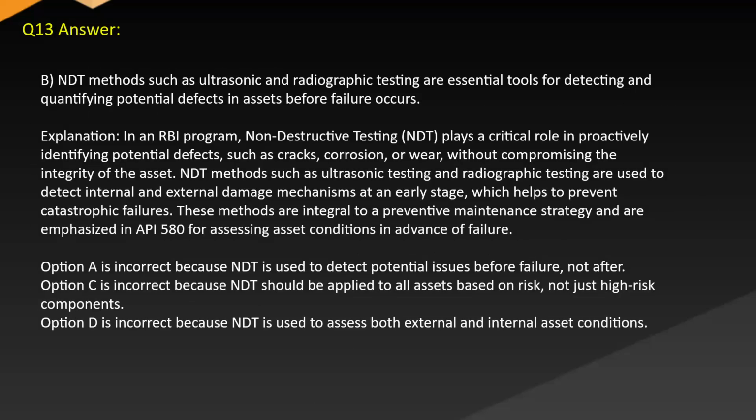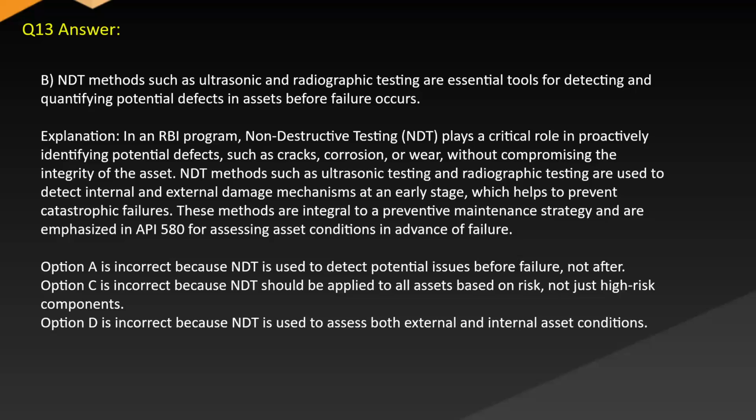Answer. B. NDT methods such as ultrasonic and radiographic testing are essential tools for detecting and quantifying potential defects in assets before failure occurs. Explanation. In an RBI program, non-destructive testing, NDT, plays a critical role in proactively identifying potential defects such as cracks, corrosion, or wear, without compromising the integrity of the asset.